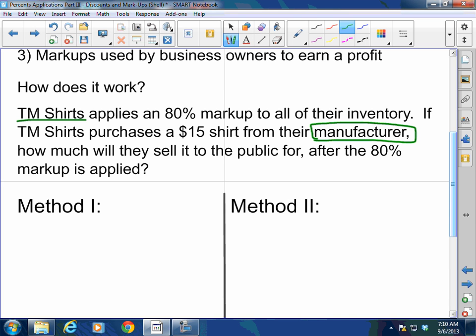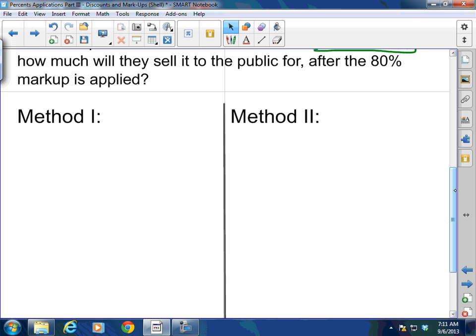And then they apply an 80% markup. What that means is they're going to take 80% of the purchasing price of $15, and they're going to add that 80% to the price. So that way they're making a profit. So what happens is they're going to make an 80% profit on every shirt that they sell. Let's check out the methods. Both methods are very similar to the discount.